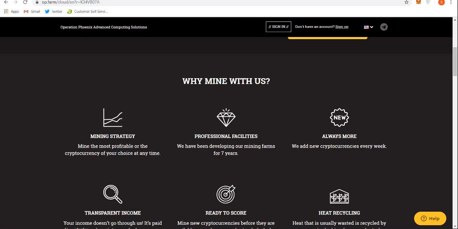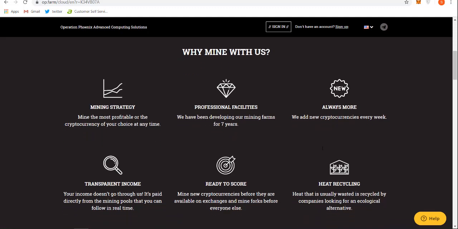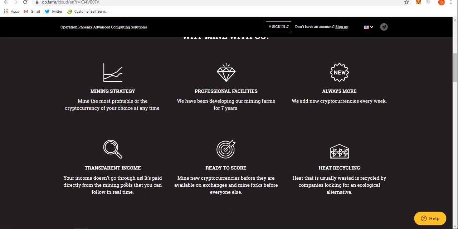and always more. Means they will be adding new currency every week as per the popularity of the coin. Means if lots of people are requesting a particular coin, then they will add it as soon as possible. And also the income is very transparent, because this income is not paid by op.farm, but is paid out directly from the mining pools that you have joined, and you can track it in real time.